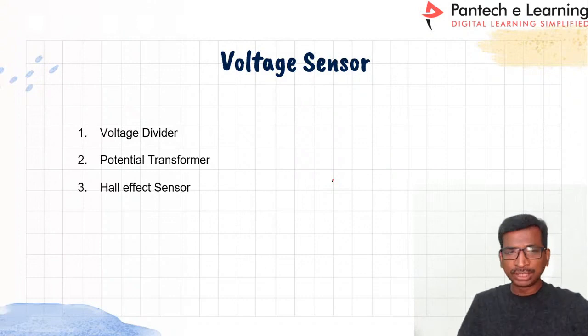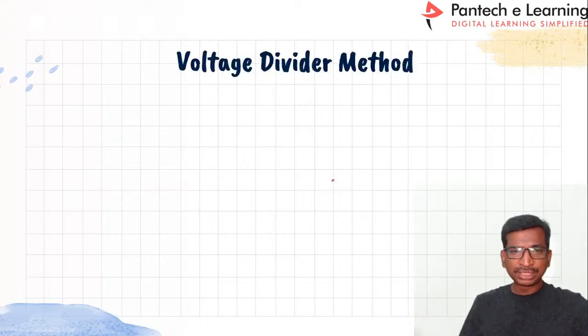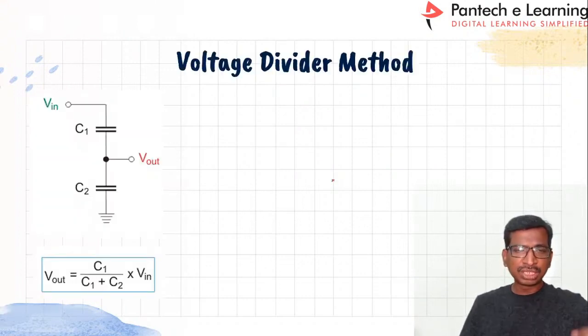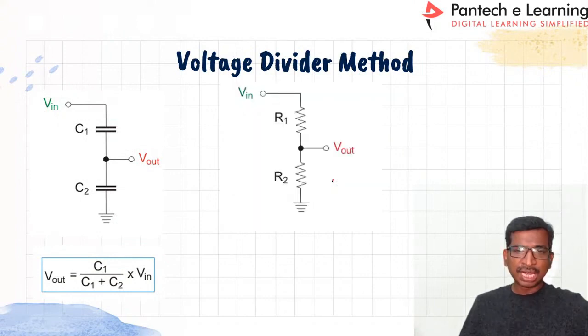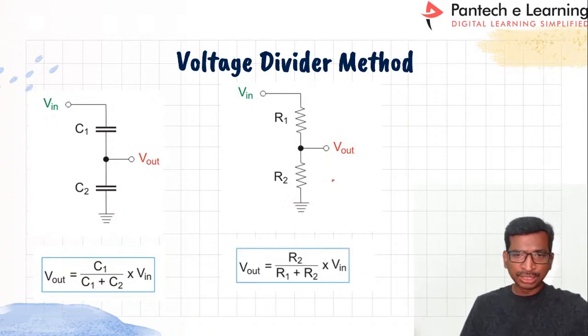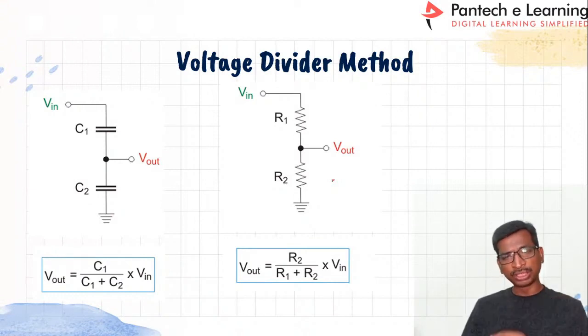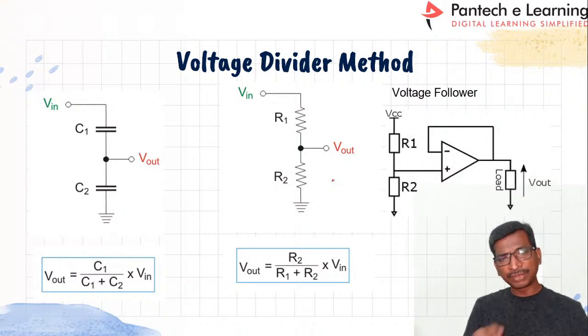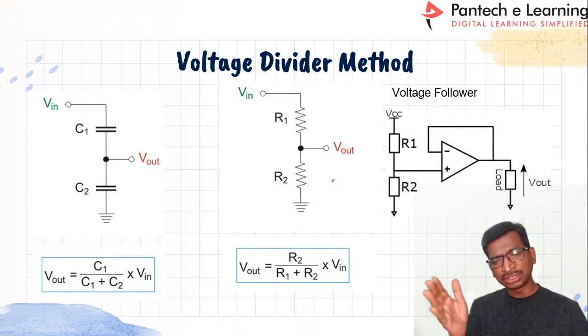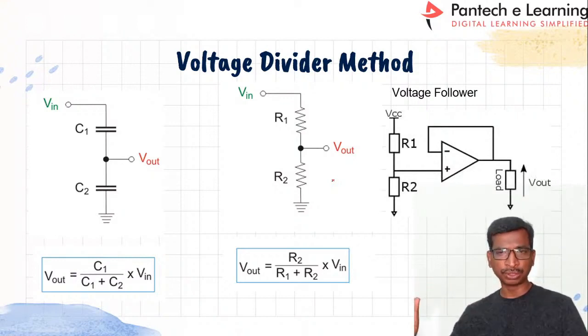First, let us take the voltage divider method. In the voltage divider method, you can use either two capacitors, or two resistors, to take the measurement of output voltage. The voltage available across R2 is called the output voltage, which will be equivalent to the scaled input voltage. After the voltage divider, we have to add the voltage follower to get a proper output voltage.